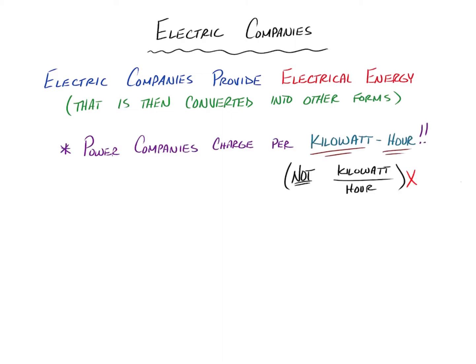So the thing we have to understand that most people are not familiar with is the unit that power companies charge in. They charge per what is called a kilowatt hour, not a kilowatt per hour. That is a common misconception. It is a kilowatt hour, which is a kilowatt times or multiplied by the hours used, not kilowatts divided by hours used.